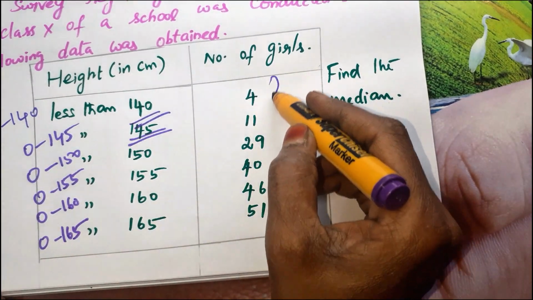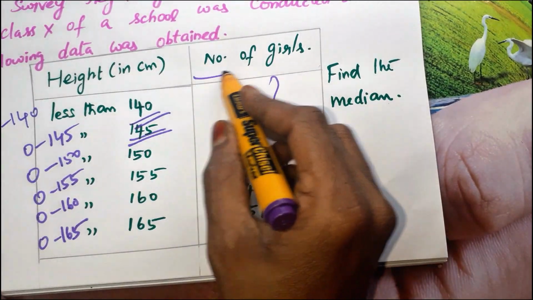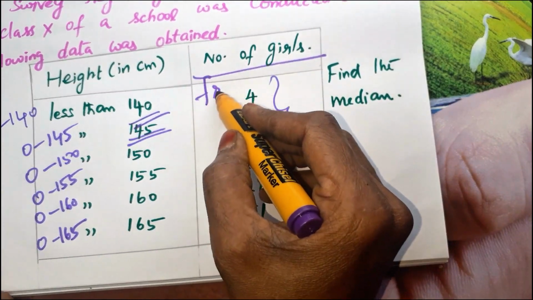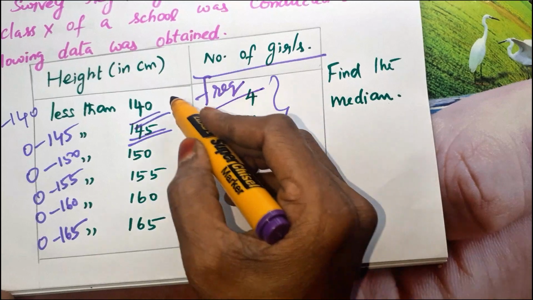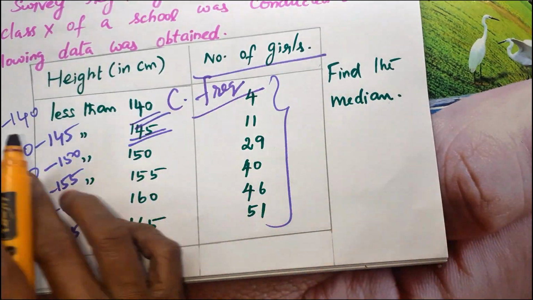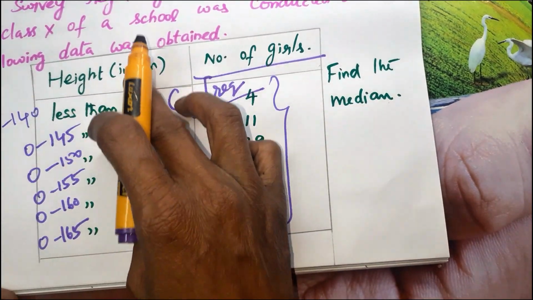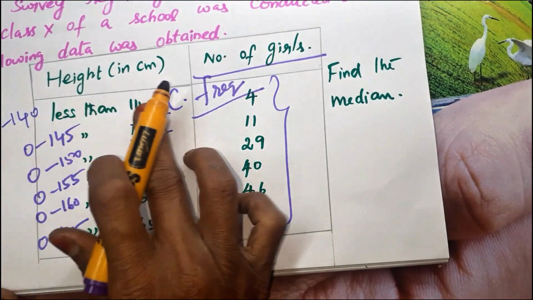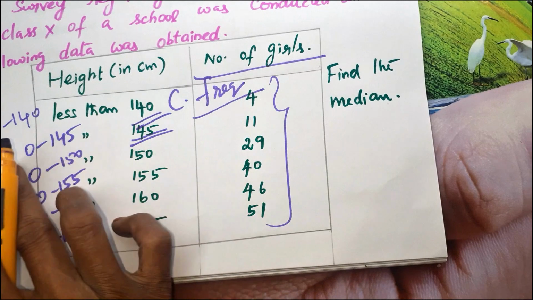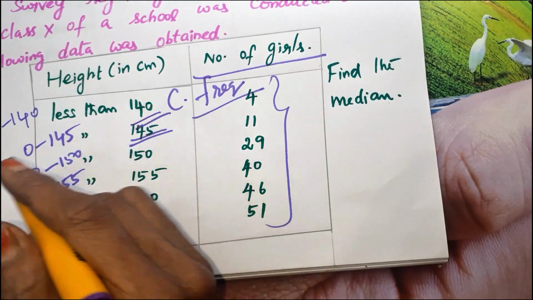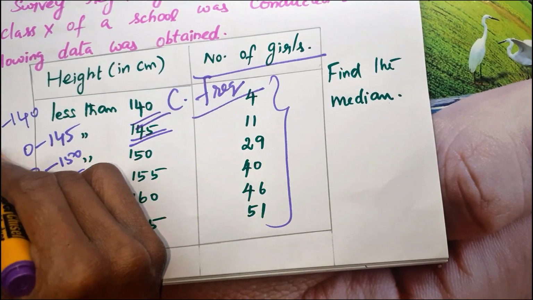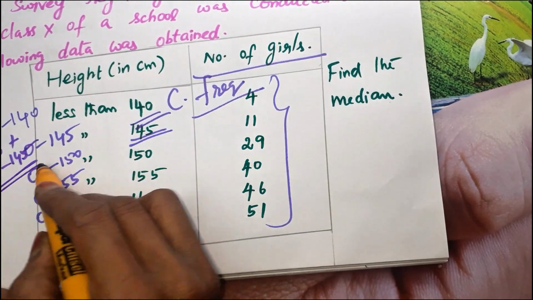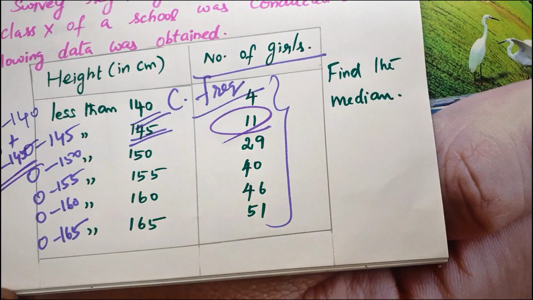The corresponding values they have mentioned as number of girls. Number of girls means these values are not frequencies. These values are cumulative frequencies, because for 0 to 140 the frequency is 4. 0 to 145 means it is from 0 to 140 plus 141 to 145. The cumulative frequencies are given.